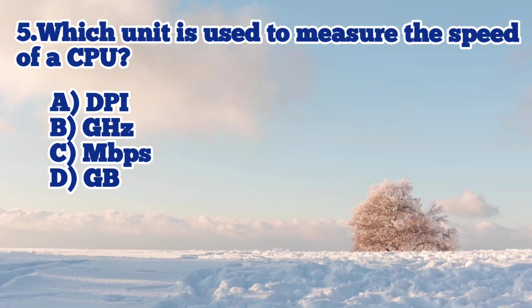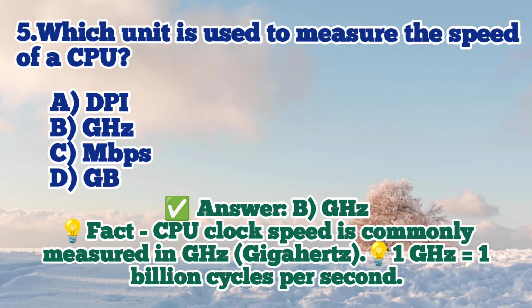Which unit is used to measure the speed of the CPU? The answer is gigahertz. CPU clock speed is commonly measured in gigahertz. 1 hertz is equal to 1 billion cycles per second.